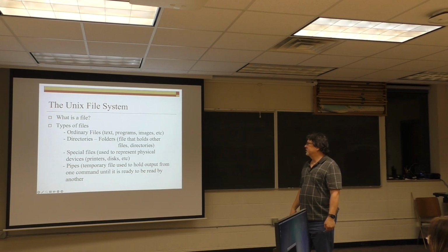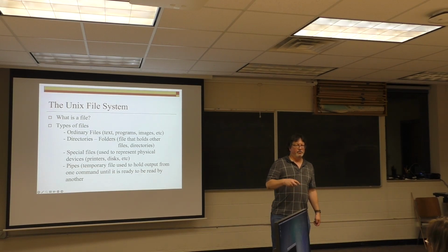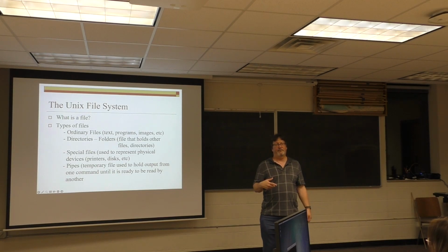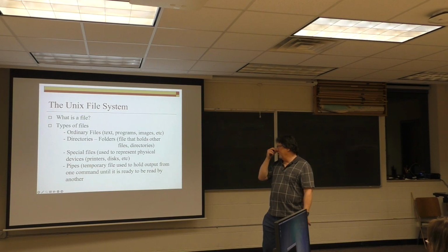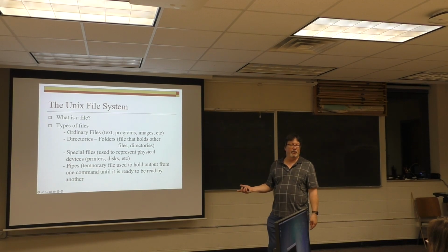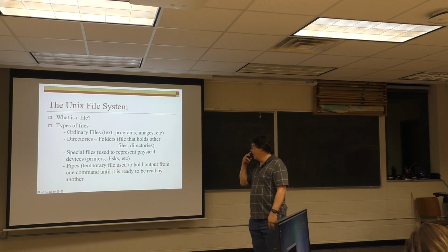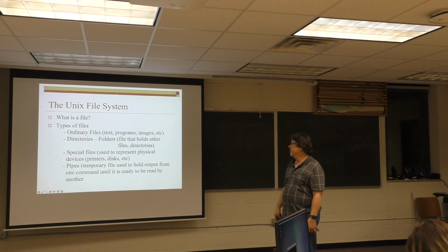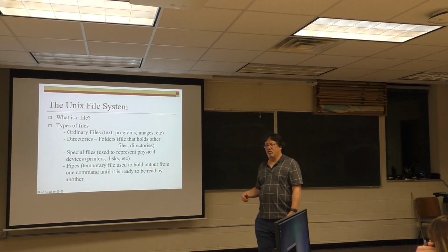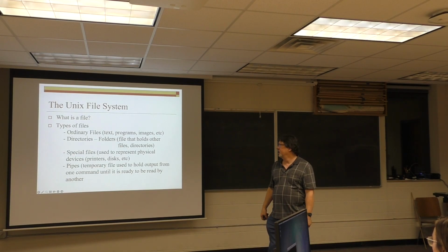So on Unix, basically everything is a file. Your files are a file, your directories are a file, the disks are a file, the monitor is a file, everything is a file. There are ordinary files, which are what you're used to working with, right? Text files or music files or videos or images or whatever. There are directories, or what you might call folders. That is a file that holds other folders or files in it. You can use those to sort of keep things organized.